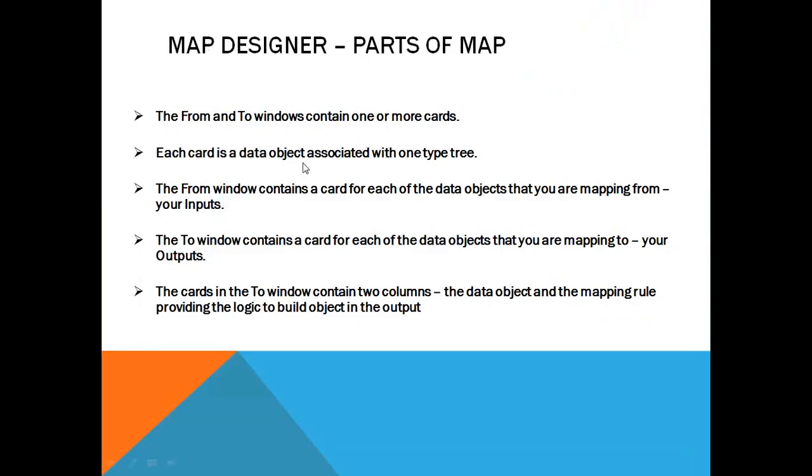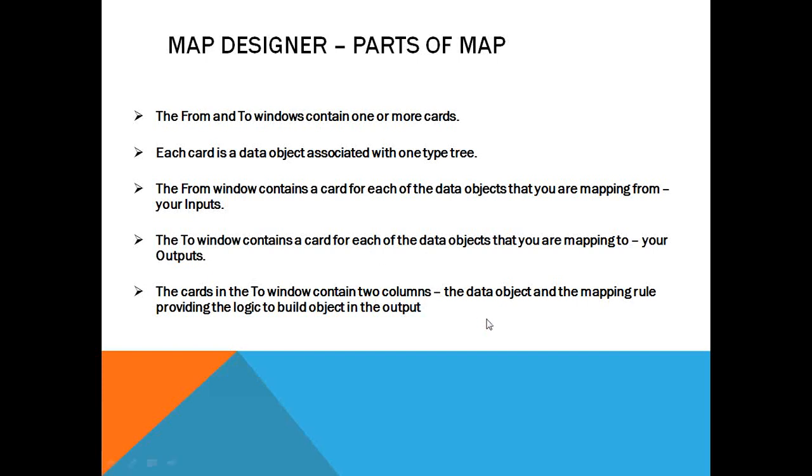Each card is a data object associated with one type tree. So every input card is a data object associated with one type tree. The from window contains a card for each of the data objects that you are mapping from your input. So the from window basically has the input cards, and the to window contains a card for each of the data objects that you are mapping to. That means it will have the output cards, that means where we have to do the mapping.